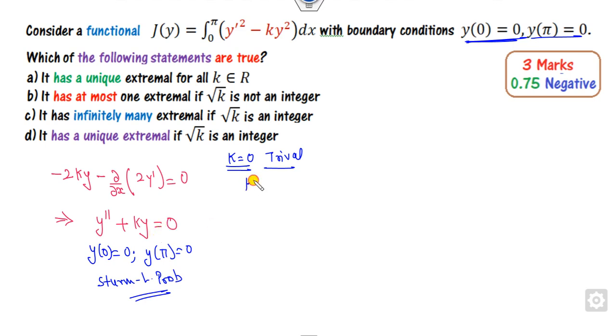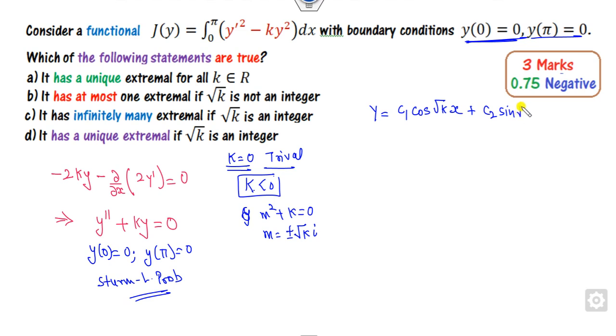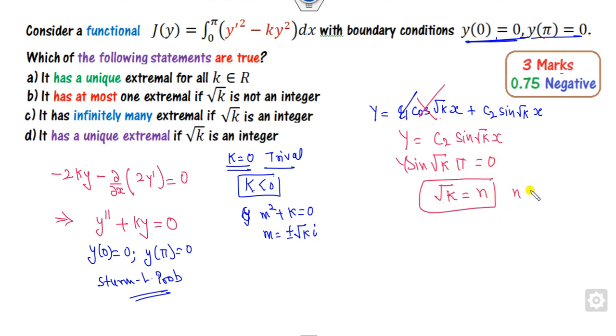The non-trivial case is only when lambda is greater than 0. What is the meaning of that? You will get m square plus k is 0, so you will get m equal to plus minus root k iota. The solution will be c1 cos root k x plus c2 sine root k x. Now y of 0 is 0, it means c1 is 0. So this is cancelled out, and y is c2 sine root k x. Now y of pi is 0. For the non-trivial solution, root k times pi is n pi, where n is a natural number.